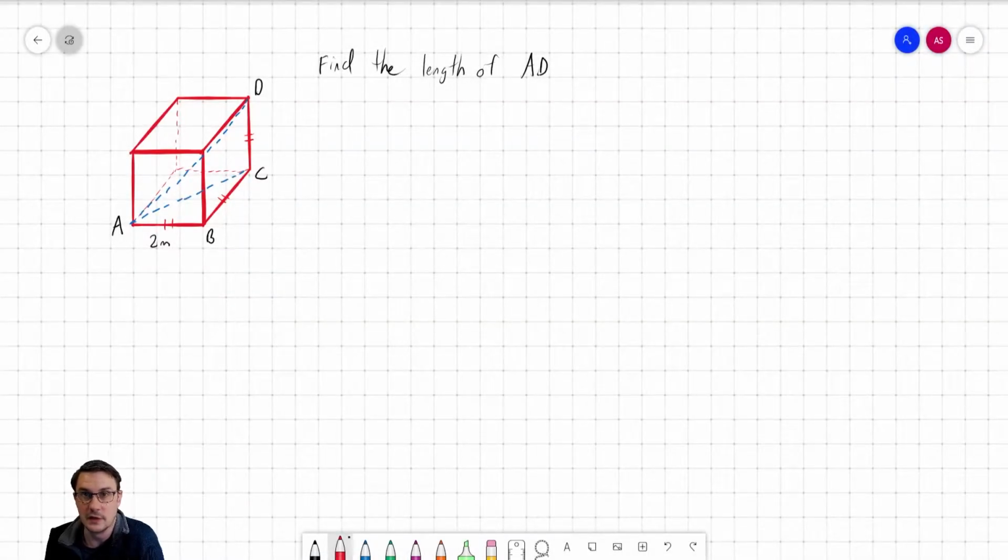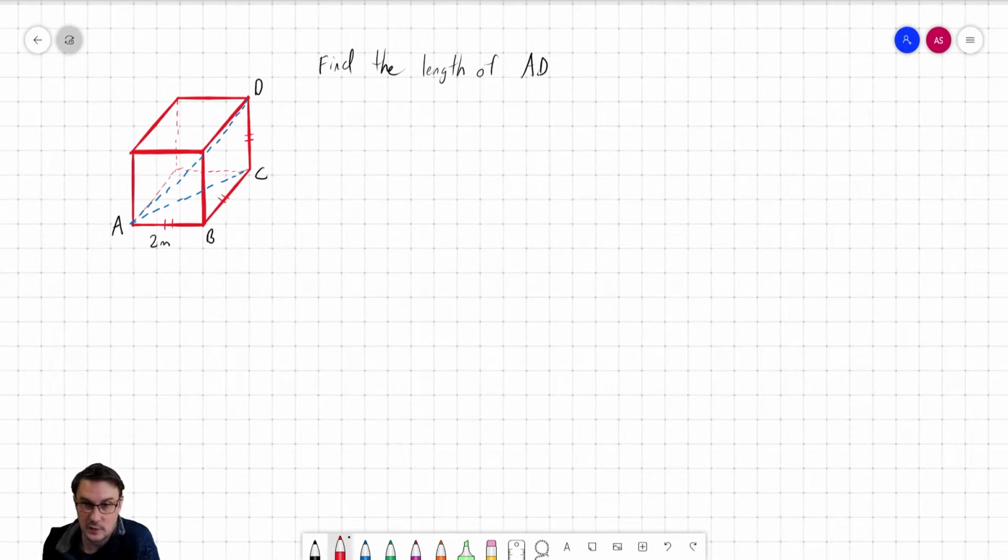Amazing people. What we've got here is an example of 3D trigonometry and also 3D Pythagoras' theorem, where we're being asked to find the size of angle AD. Now, what we can do here is start to draw out some different triangles that we have in this shape in order to be able to find AD.